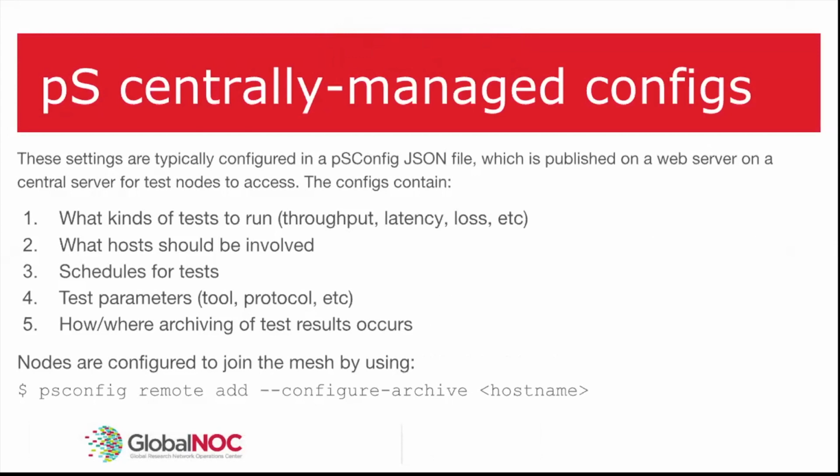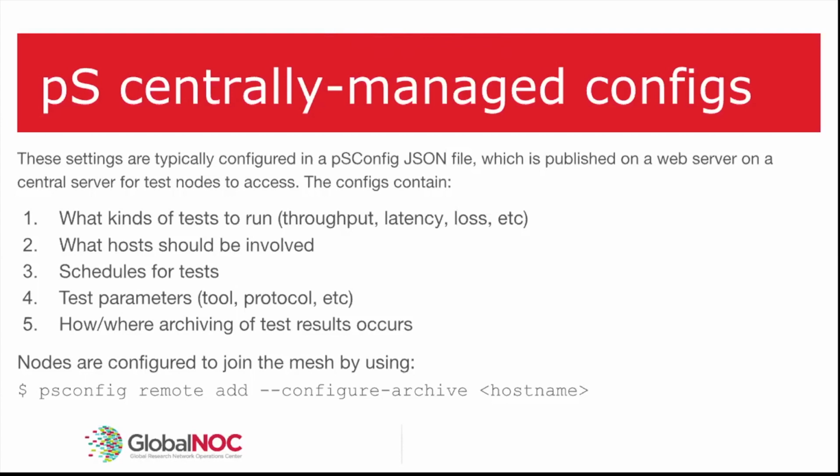Typically, when you want to run a mesh of tests, you have some centrally managed configs. It used to be this would be in the MeshConfig format, and now we use pSConfig. But at the end of the day, it's just a set of configurations in a JSON file, which is typically published on a web server where all the nodes that need to can access it and pull it down, and then they'll know what tests that they need to run.